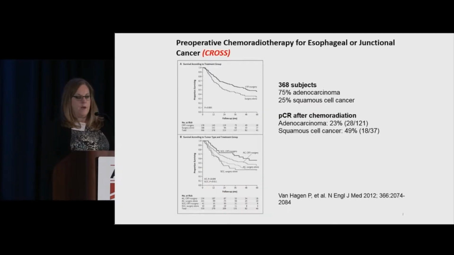So moving on, this was the big one that made a big practice-changing study. It's known as the CROSS study. And this is preoperative chemotherapy and radiation for esophageal or GE junction cancer. So this is specifically an esophageal study. It's not just adenocarcinoma, it includes squamous cell. About 25% of cases had squamous cell and 75% were esophageal adeno.